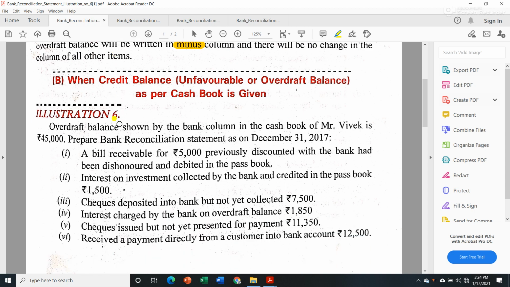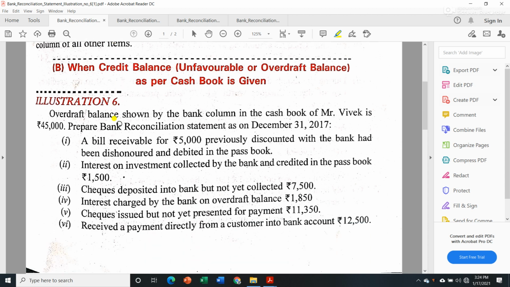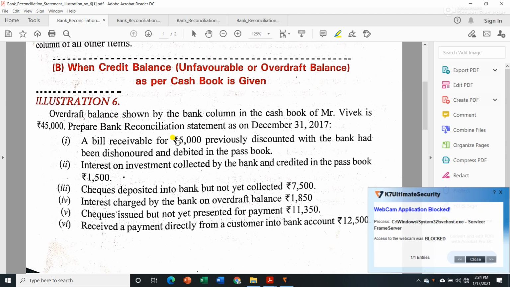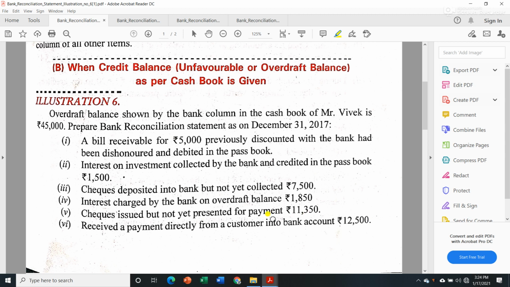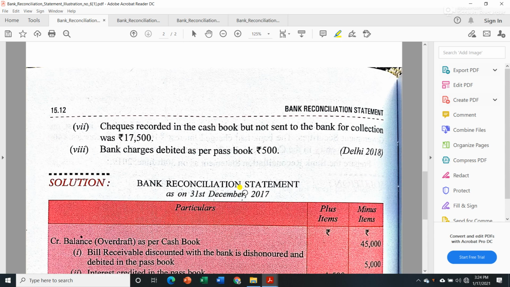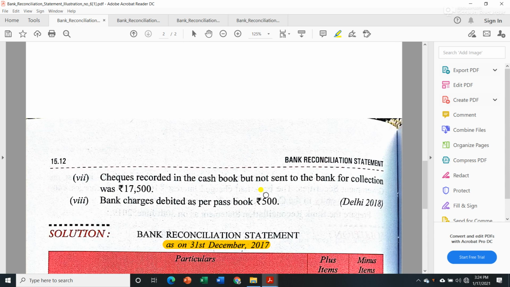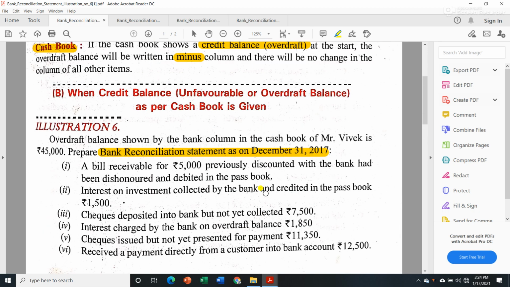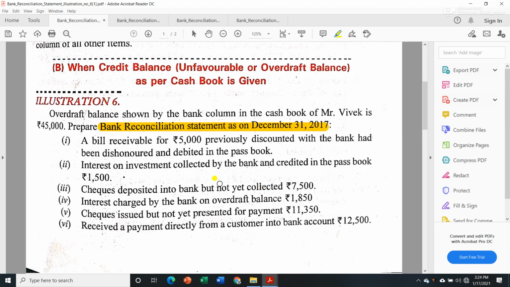Now whenever you start preparing a bank reconciliation statement, you first try to check what the question is asking. In this question, the question is asking to prepare a bank reconciliation statement as on 31st December 2017. So at the starting you can simply write as on 31st December 2017. Now let us see the details of the question.